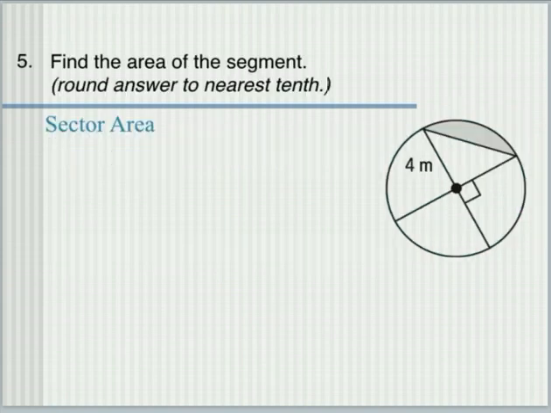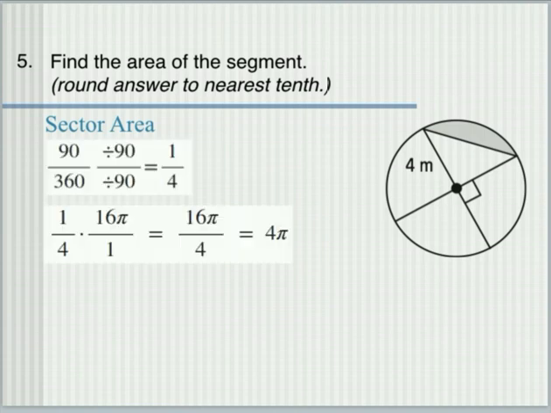Let's walk through one together. Step 1 for number 5 is to find the whole sector area. So go ahead and find the area of this pie slice. 90 degrees here, you got this. 90 over 360 simplifies to 1/4. The whole area of the circle, pi r squared, would be 16 pi. So it'd be 1/4 times 16 pi. The sector area would be 4 pi. That's step 1.